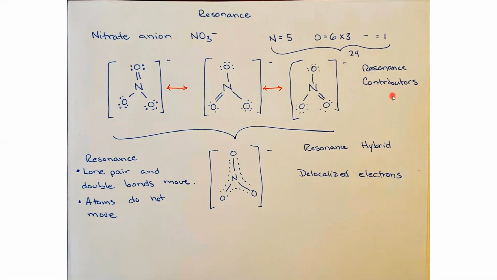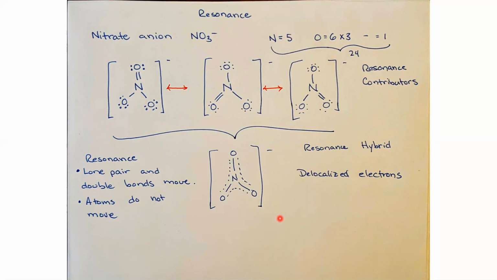Individually, any one of these is called a resonance contributor. They all contribute to a static state, so this is what we think they look like if you took an individual picture. But if you were to take millions of pictures and play them back really quickly, you would see that the double bond fills this entire space. So there is a single bond between every nitrogen and oxygen, and then a partial double bond between every oxygen and nitrogen. This is what's called the resonance hybrid.